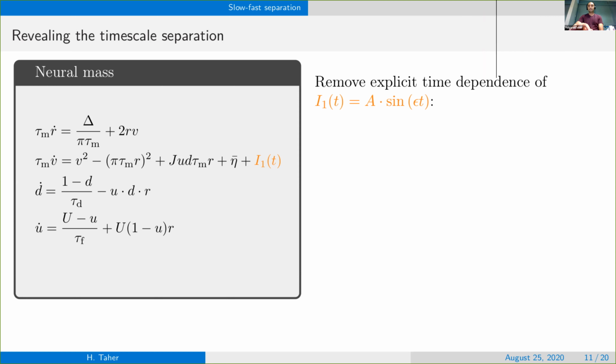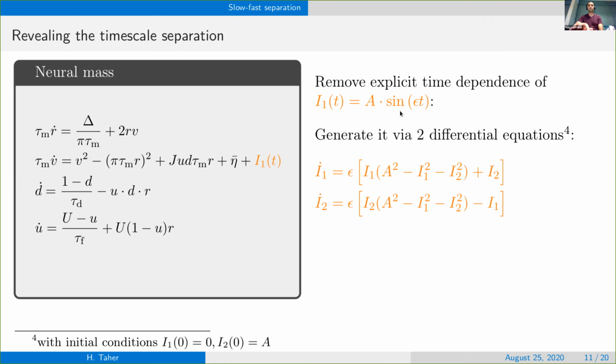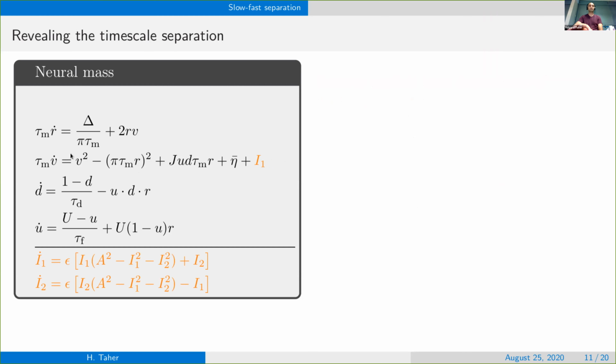To do so, the first thing we need to do is to make the differential equation autonomous. Right now, we have explicit time dependence here in the sinusoidal term. So to remove it, we let the sinus be generated by 2 additional differential equations, these 2. And we add these 2 into our system. So now we have 4 equations, these 4 at the top for the neural mass, and 2 orange equations, which are only there to generate the sinusoidal forcing. This whole thing is parameterized in the time variable t.